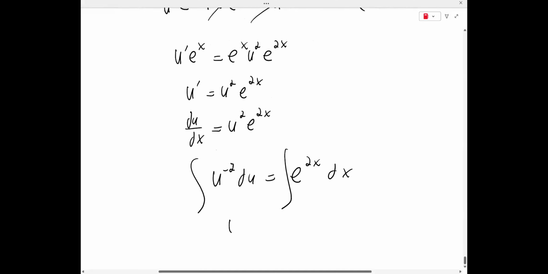Now take the antiderivative of each side. So now this will go to u to the negative 1 over negative 1 equals, and then over here, the antiderivative, what do you think on that one?